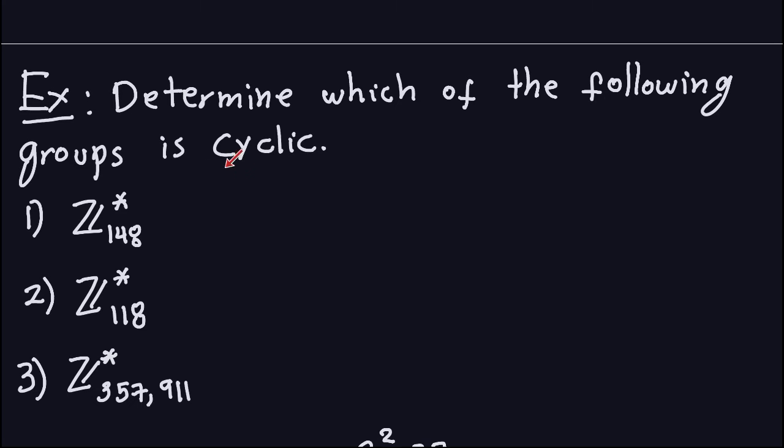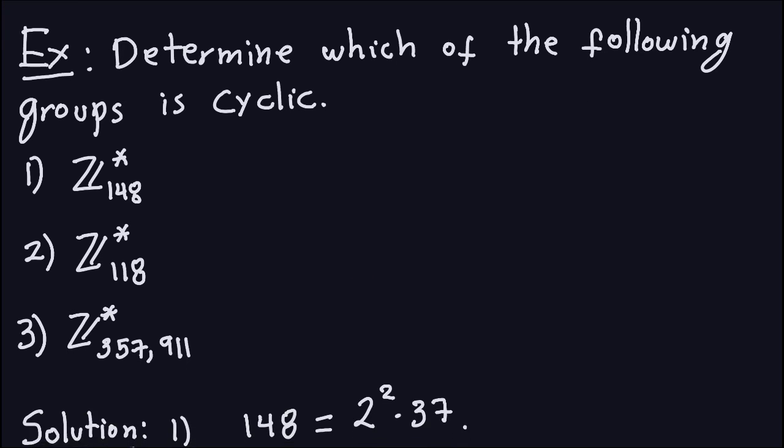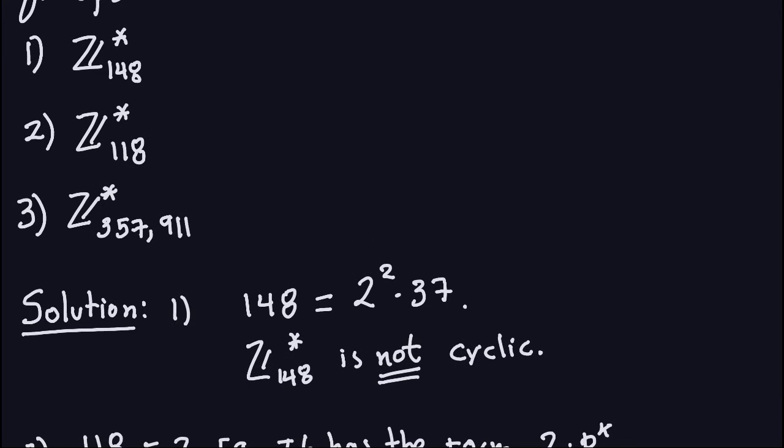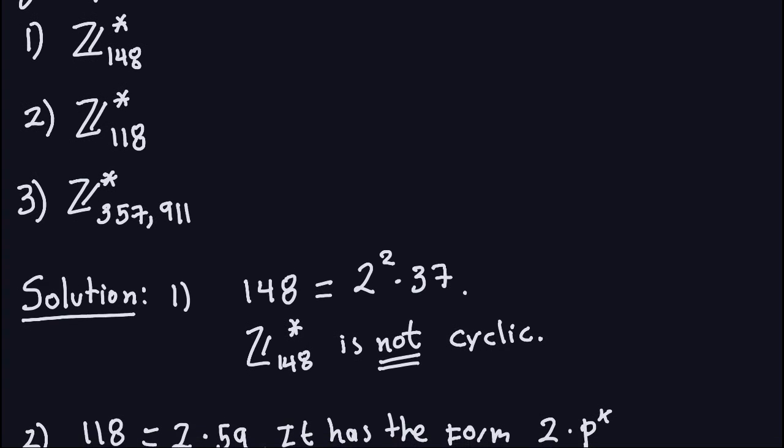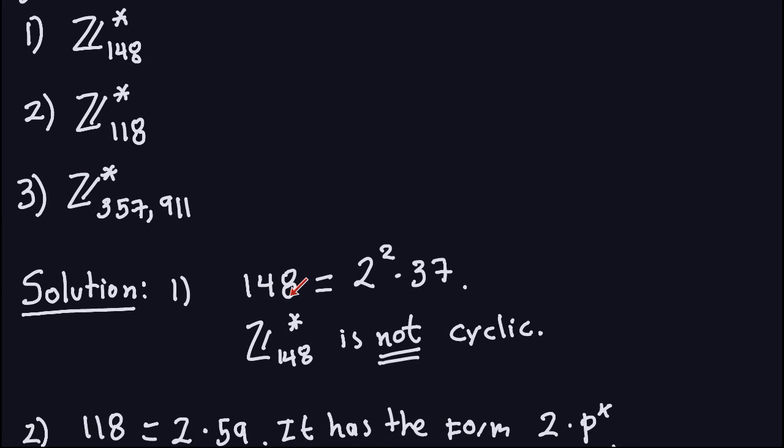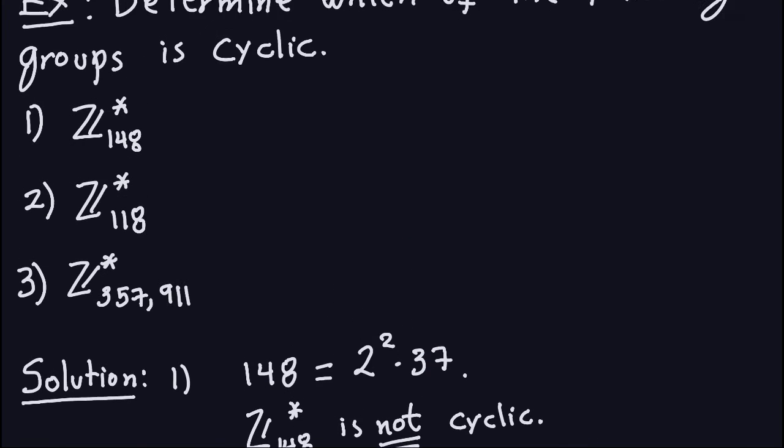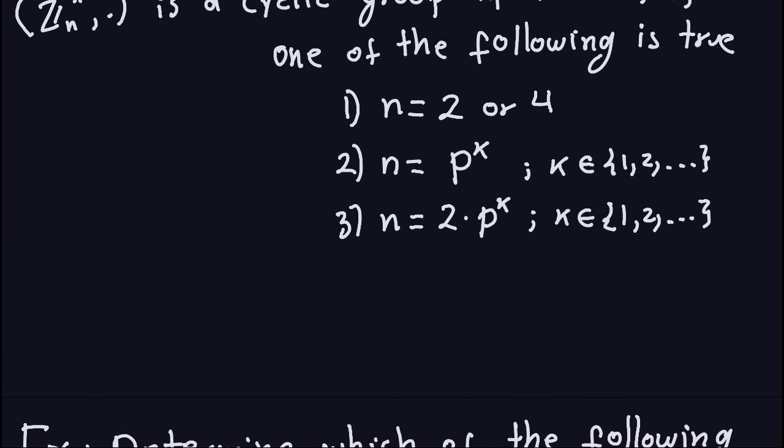And remember, what is cyclic? It means that all the elements in here look like powers of one single element. So that's what cyclic means. Okay, let's check 148. The only thing I have to do is factor 148. If you factor it, that's just 2 squared times 37. Now, 2 squared times 37 doesn't look like anything we have here in this list. It's not 2, it's not 4, it's not a power of a prime number, and it's not 2 times the power of a prime number, so therefore that group is not cyclic.